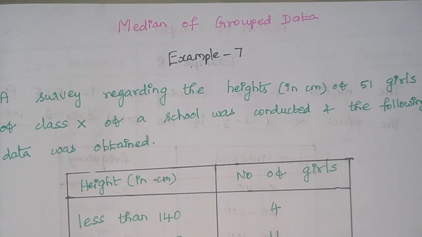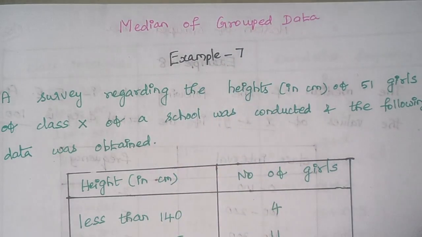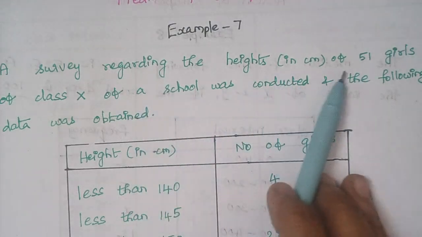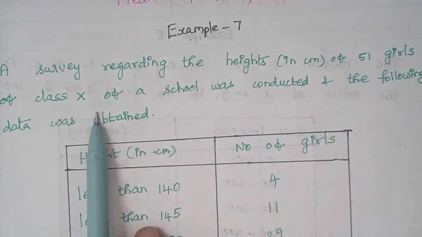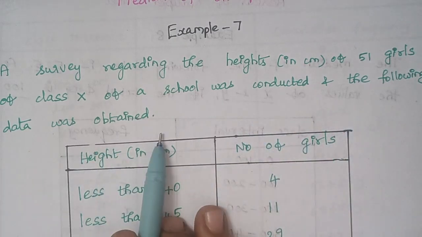Today we are going to solve example 7 and 8 in chapter 14. Here the topic is median of grouped data. So here our example 7: a survey regarding the heights in centimeters of 51 girls of class 10 of a school was conducted and the following data was obtained.